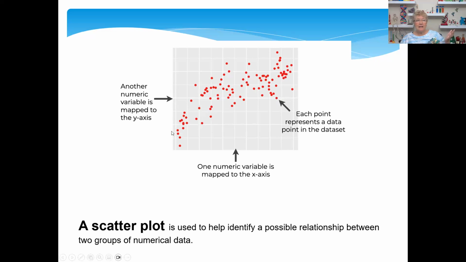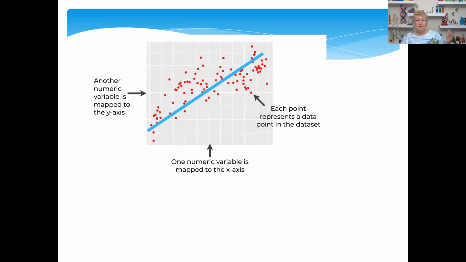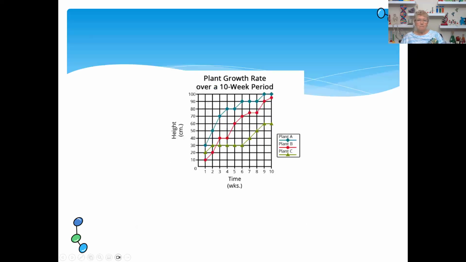Instead of having lines connecting all of these in a scatter plot, you use what's called a trend line. So this would be a trend line right there. It shows the general trend of the data. So I could look at this and say, this data is trending upward. If it was going the other way, it would be this data is trending down.